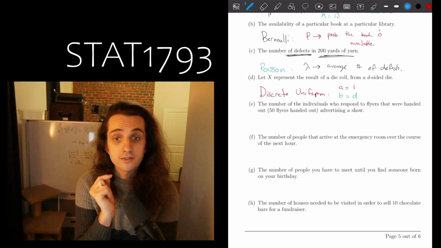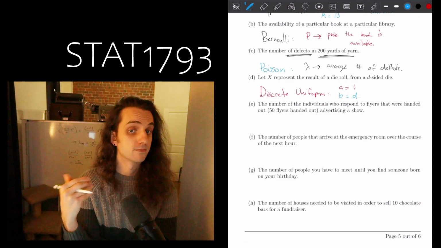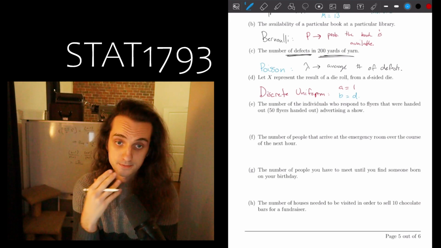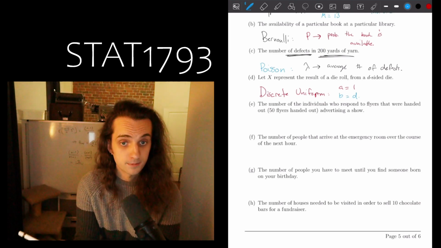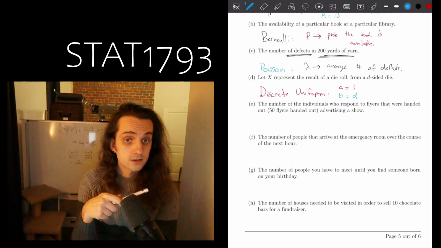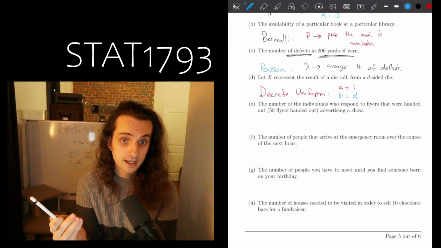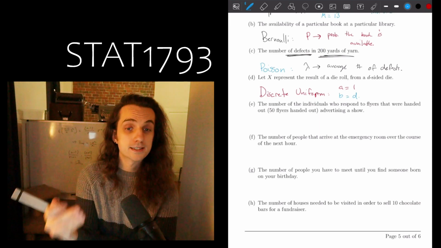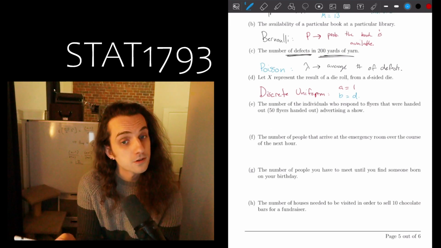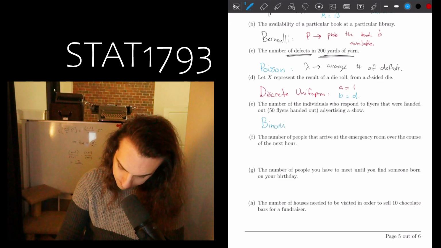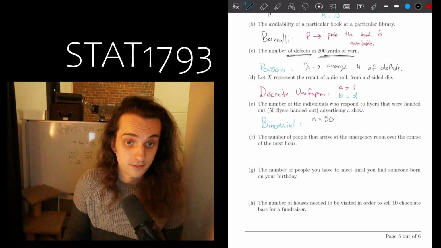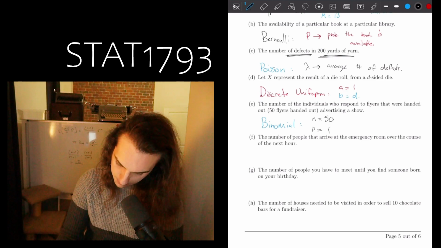Option E here, the number of individuals who respond to flyers that were handed out, there were 50 flyers handed out in total, advertising some show. Okay, so here we can treat each individual as being an individual experiment, right? Each person is either going to respond or they're not. There's a fixed number of trials. And so what we know is that we're counting up how many successes we have in a fixed number of trials. Number of successes in a fixed number of trials is always binomial, right? So this is going to be binomial. N is going to be 50, right? Because there's 50 flyers handed out, and P is going to be the probability of response of any individual.